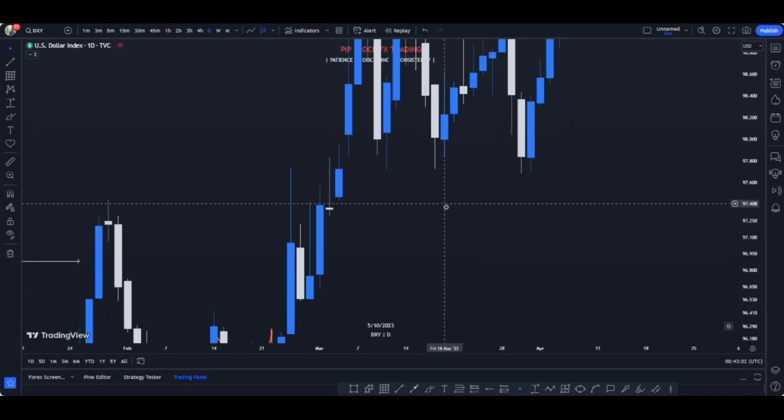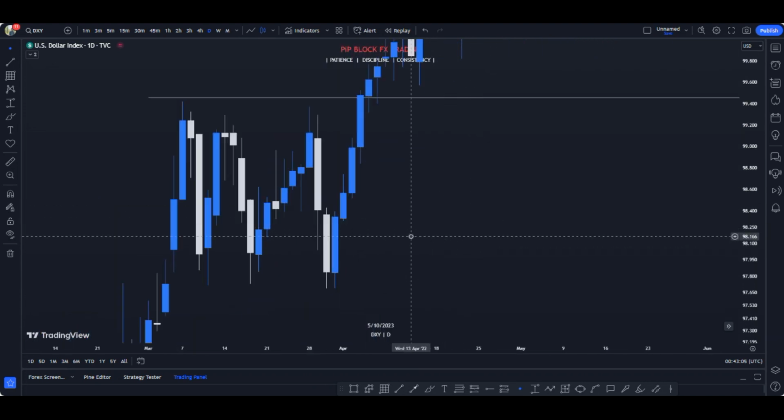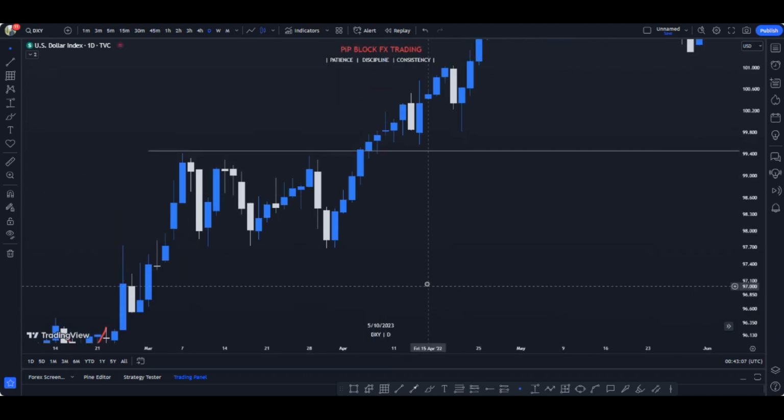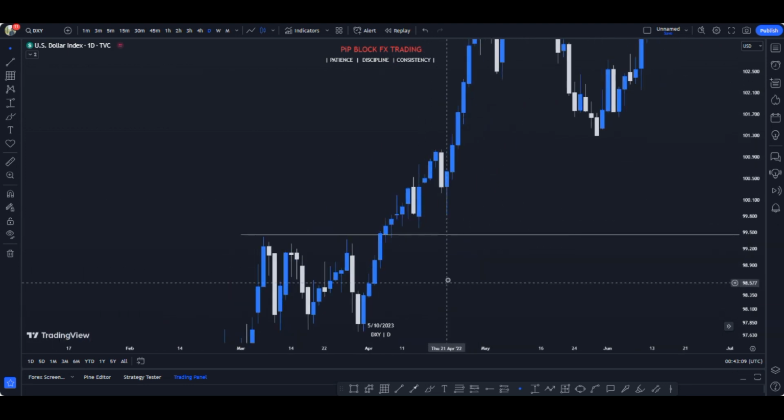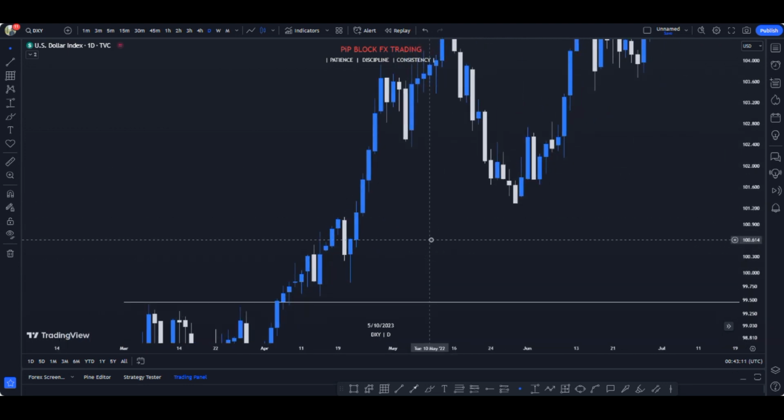So the same thing happens on every time frame. Depending on your analysis, where you are looking at, is price bullish, where is price moving to? Price always moves towards areas of imbalance.